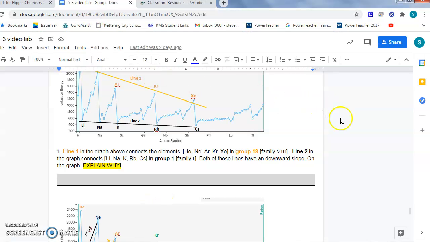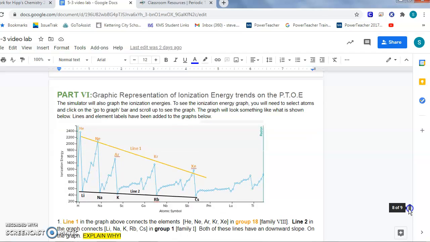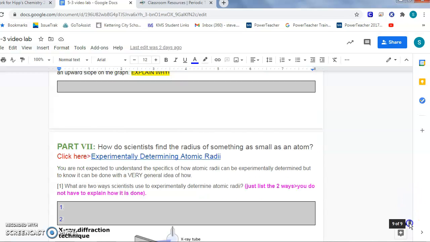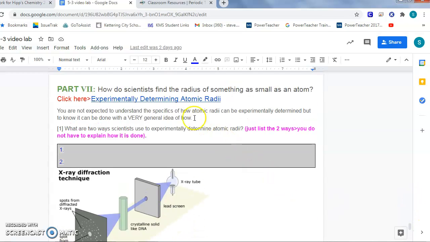That graph is right here, already copied for you. All the elements. There's a line connecting helium through xenon. There's a line connecting lithium through cesium. Those are groups. The group lines go down. Explain why. Here are some lines going up, connecting the horizontal rows, which we call periods. Those lines are going up. Why is the line sloped upward? Explain.